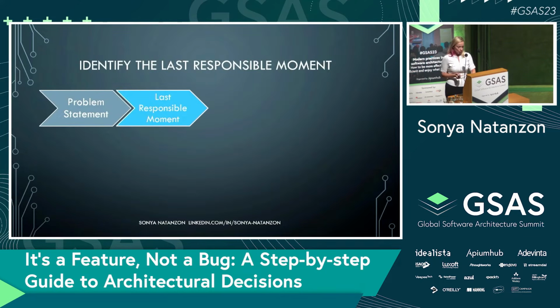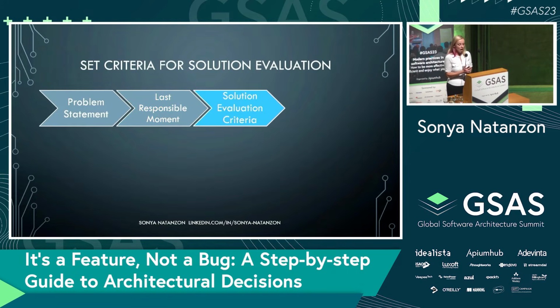All right, so now that we have our last responsible moment, we know it hasn't passed, we have other constraints. Time to move on to solutions? Not yet. Before we move on to solutions, we should establish a way to evaluate them so that we understand their fitness to the problem statement. What are we going to consider and what are we going to deliberately ignore?